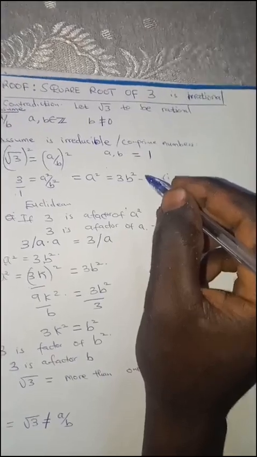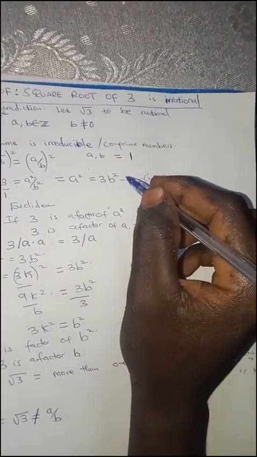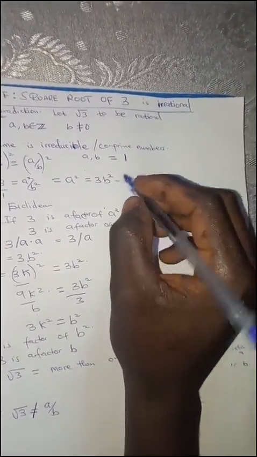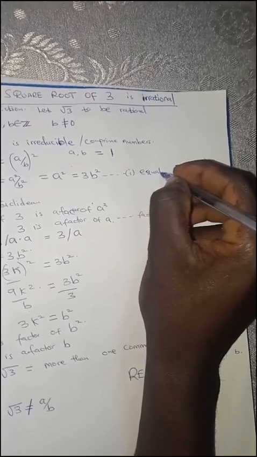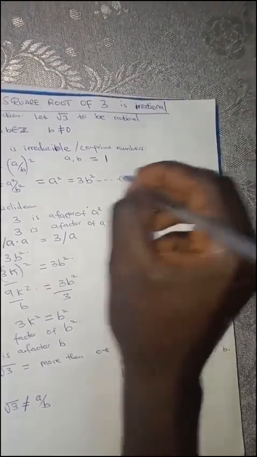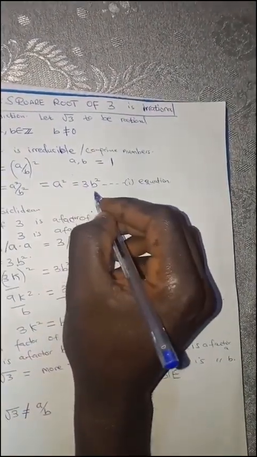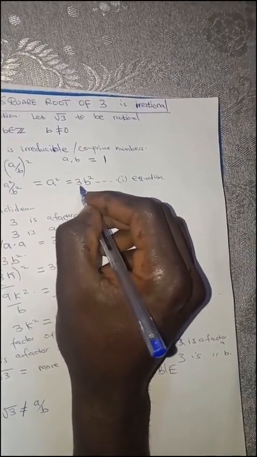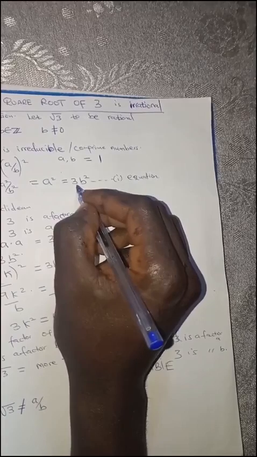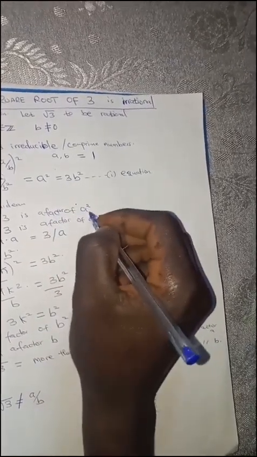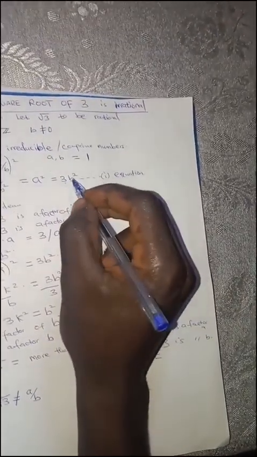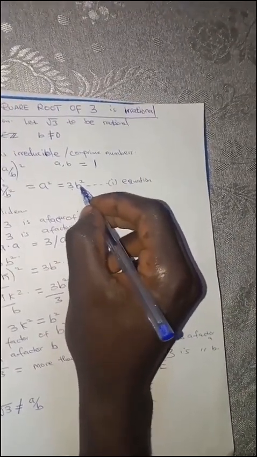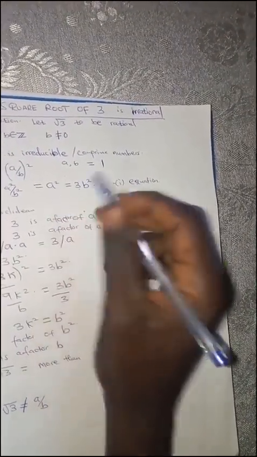Therefore, please note, just a recap: in this equation 1, a squared equals 3b squared means that 3 is a factor of a squared, because 3 multiplied by an integer b squared will give us a squared.